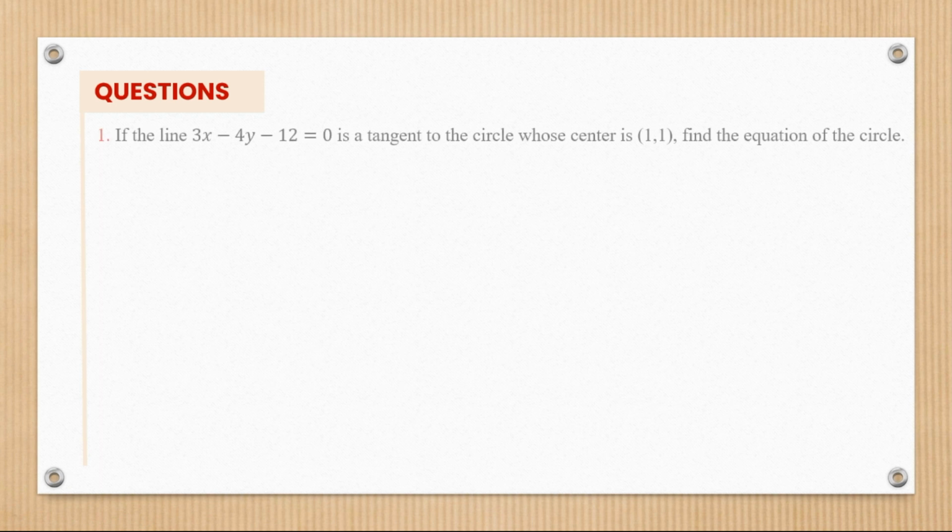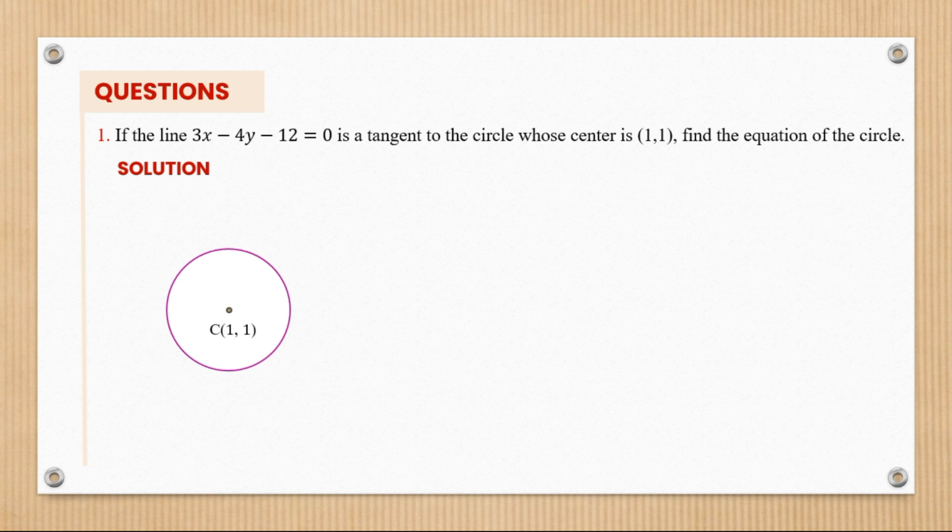Let's look at an example. So being told that the line 3x minus 4y minus 12 is equal to 0 is a tangent to the circle whose center is (1, 1), find the equation of the circle. Right, so this is the circle. So the center is known, and then that is the tangent. So now we can find the radius first.